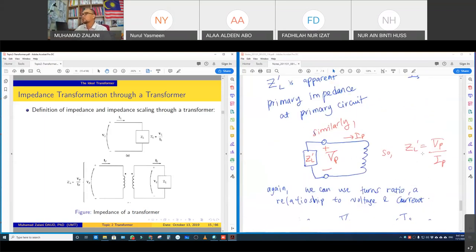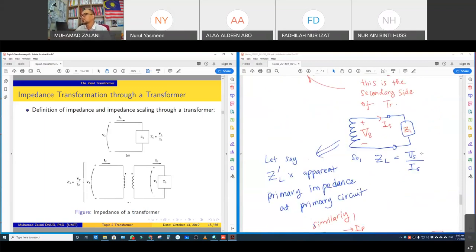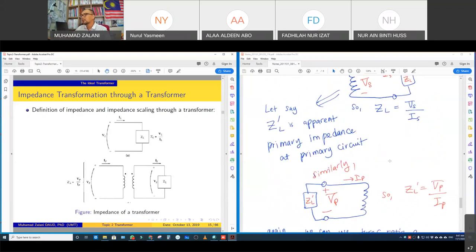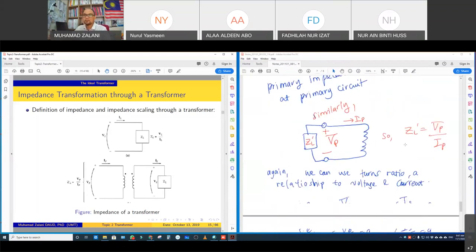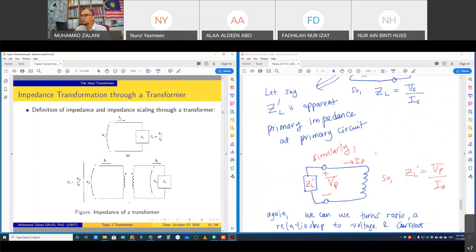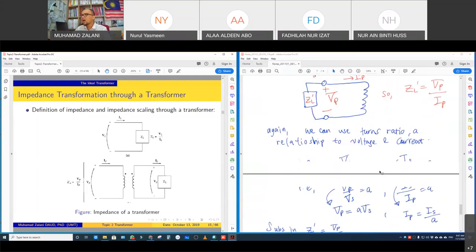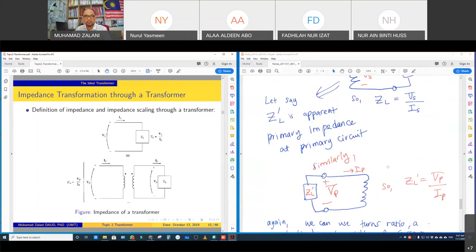Again, we have the relationship of ZL prime and ZL, in which ZL is at the secondary part, which is the secondary windings. ZL prime is the impedance at the primary windings. So we have these two equations. How do we relate these two equations with respect to the turns ratio A?